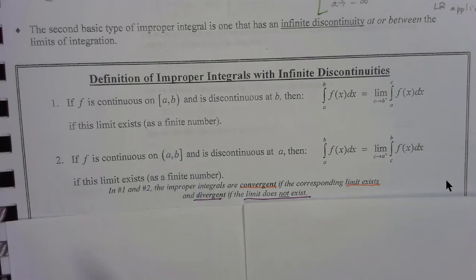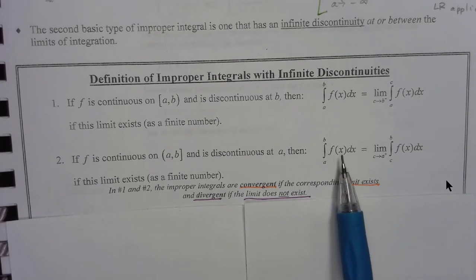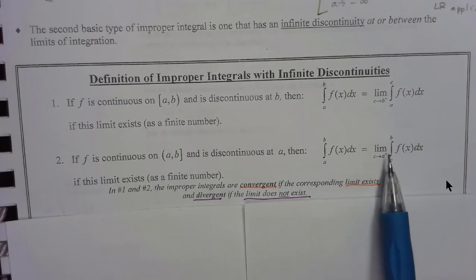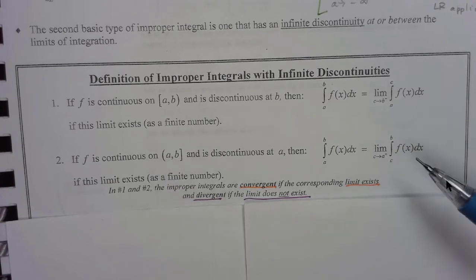If f is continuous on the half-open interval from a to b, open at a, closed at b, and discontinuous at a, then the integral from a to b of f of x dx is the limit as c goes to a from the right. Again, not closed at a, so we have to approach from the right side. As c goes from a to the right, the integral from c to b of f of x dx, if that limit exists as a finite number.